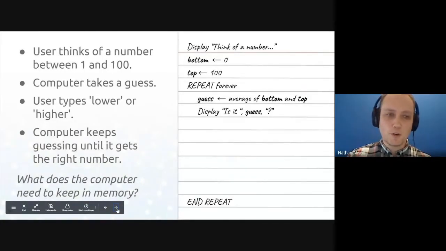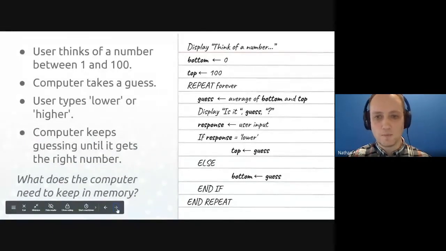So then we put in a loop. This is an example of looking for a place that we can see a pattern. Something needs to happen over and over and over. With pattern recognition, we've put in a loop here. I've simplified this by saying to repeat forever. In this case, the loop's just going to go on forever, but the first guess the computer makes will be the average of bottom and top, in this case 50.